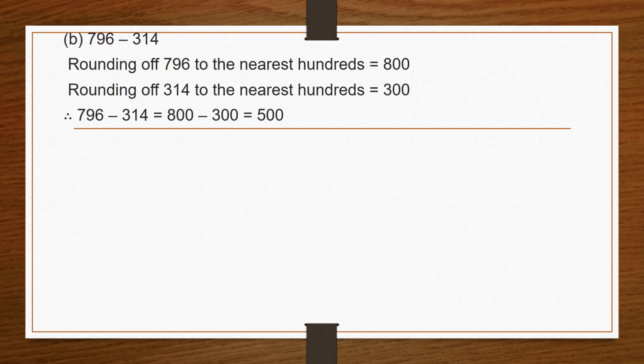The tens digit in 796 is 9, so this number is rounded up to 800. In 314, the tens digit is 1, so this number is rounded down to 300. 800 minus 300 is 500. So the estimated difference is 500.